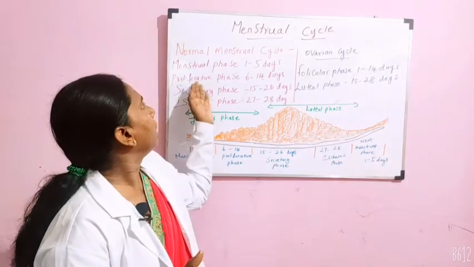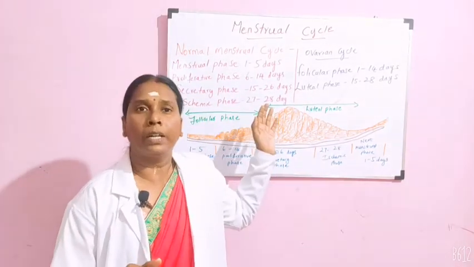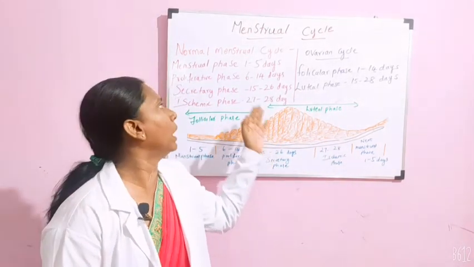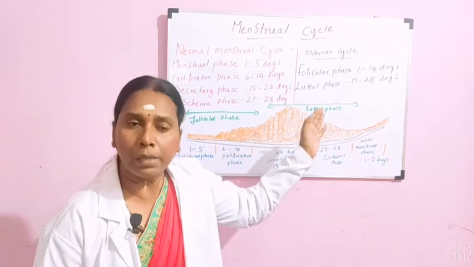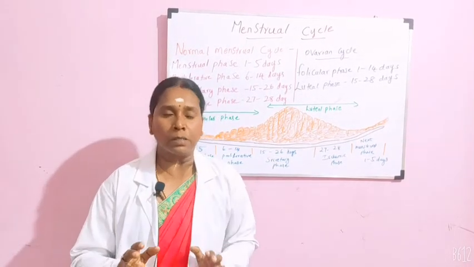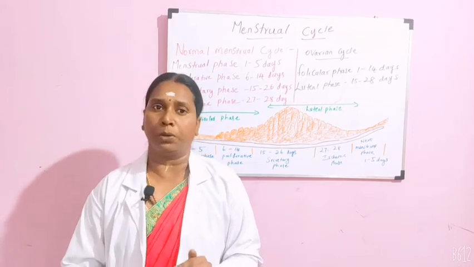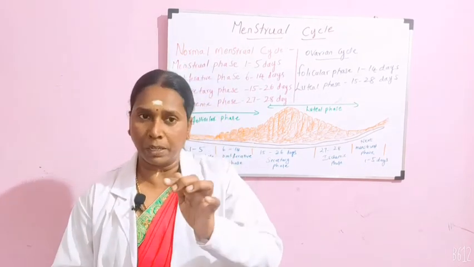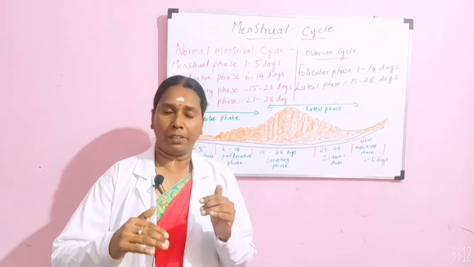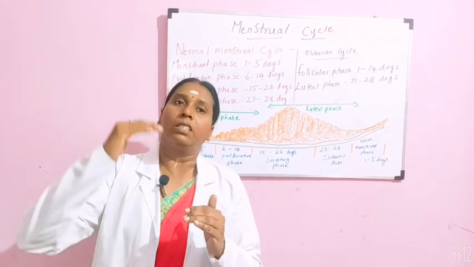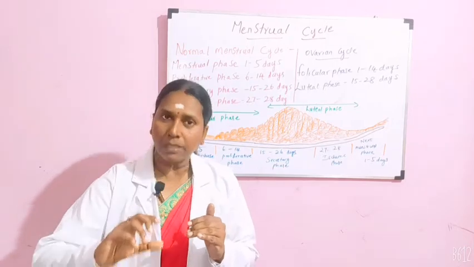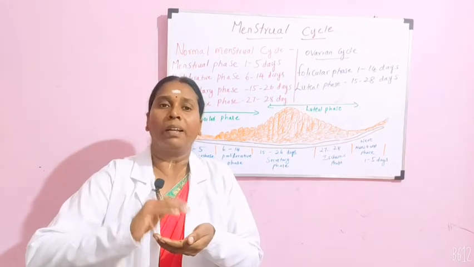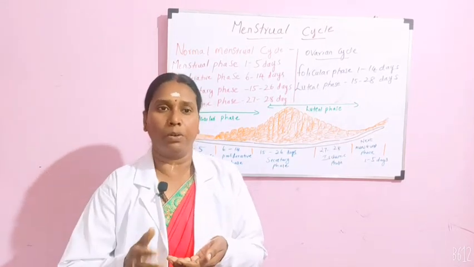Then we have the next phase, the proliferative phase, which lasts for 6 to 14 days. During this proliferative phase, what is going to happen? In the menstrual phase we saw the estrogen level is coming down, but here in the proliferative phase the estrogen level is going to increase. When the estrogen level increases, the endometrial thickness is also going to increase.